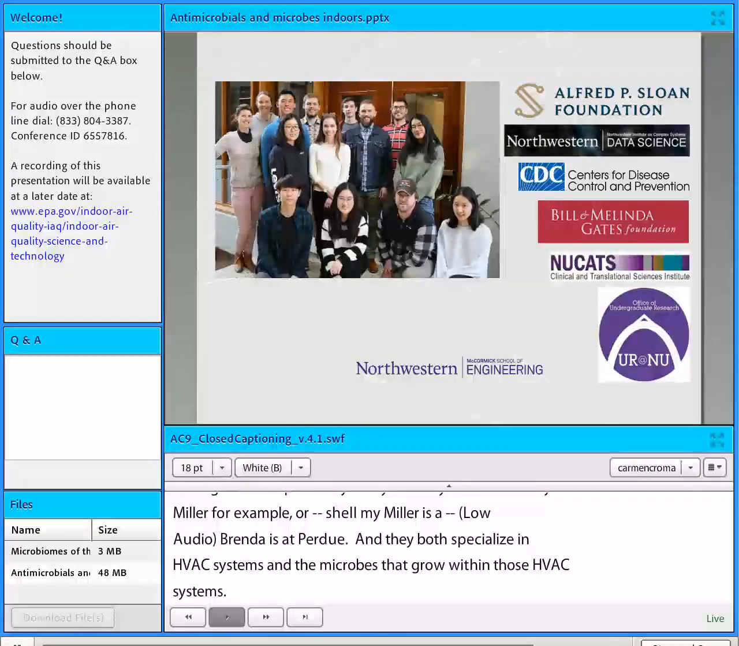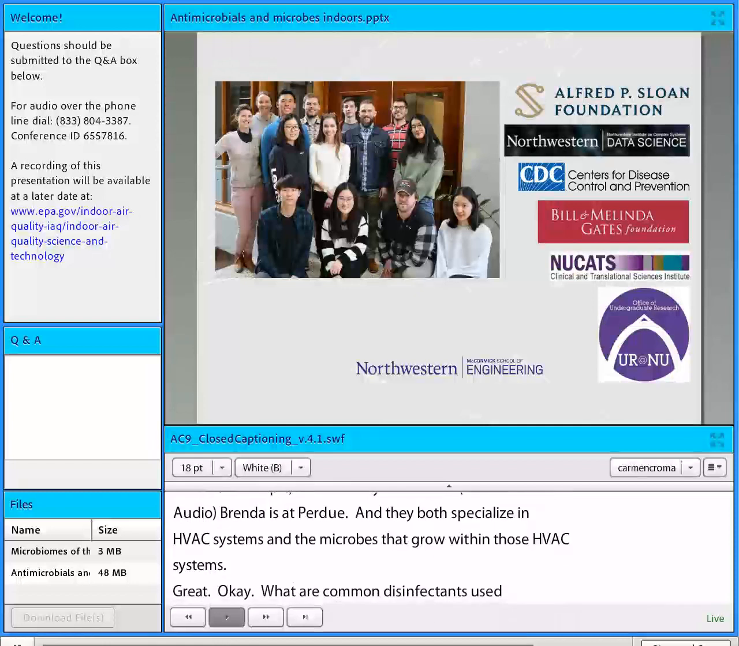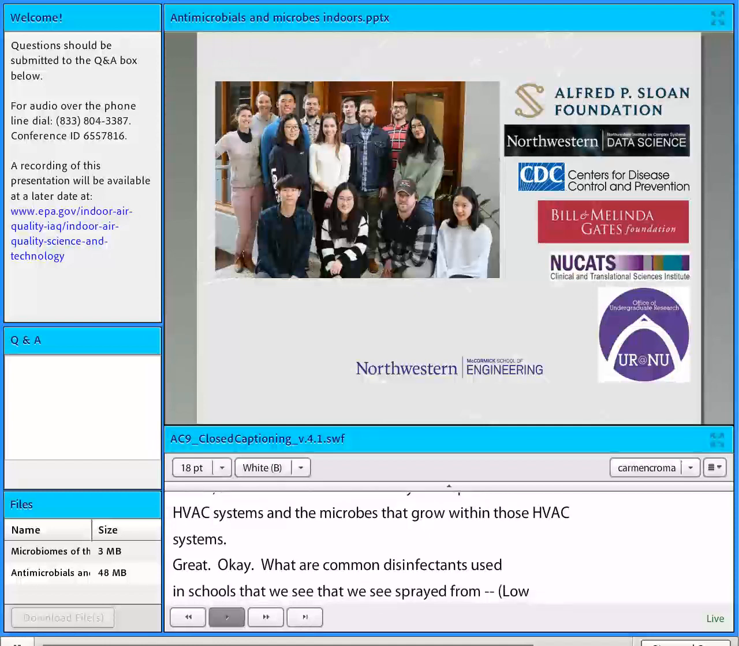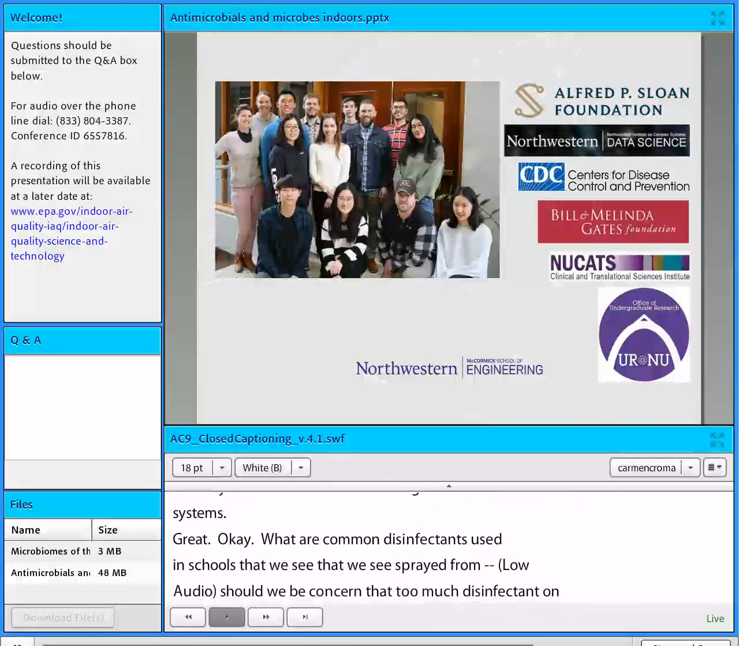What are common disinfectants used in schools that we see sprayed from elongated wands? And should we be concerned that too much disinfecting on surfaces could be a problem within schools?